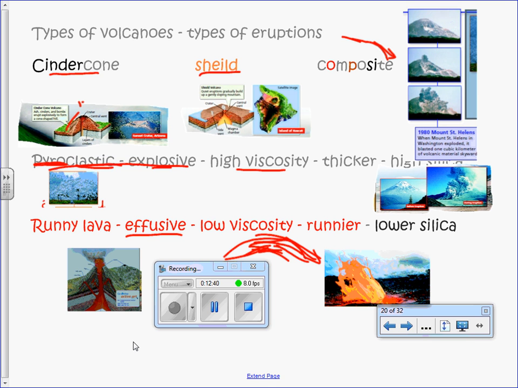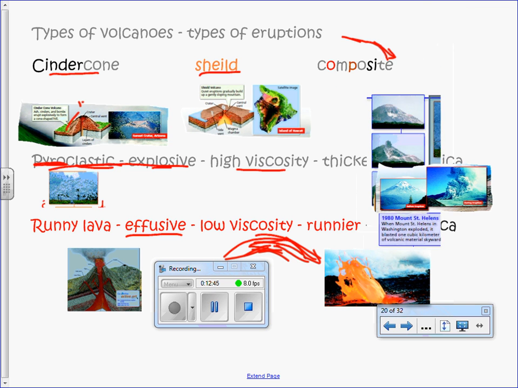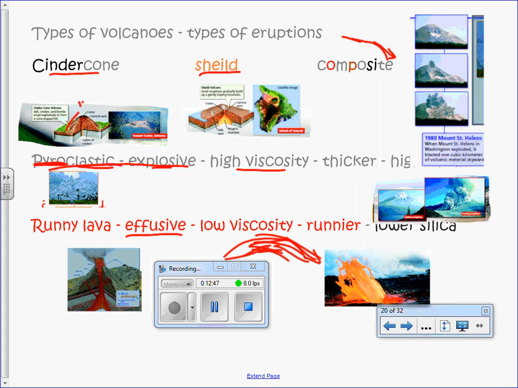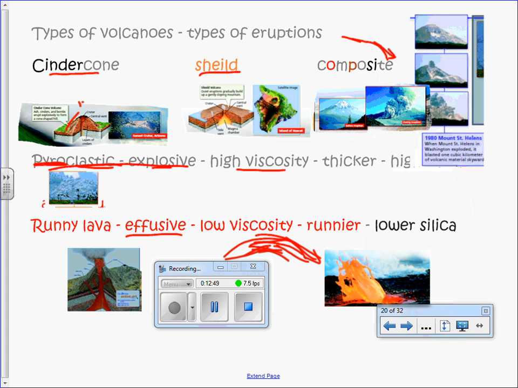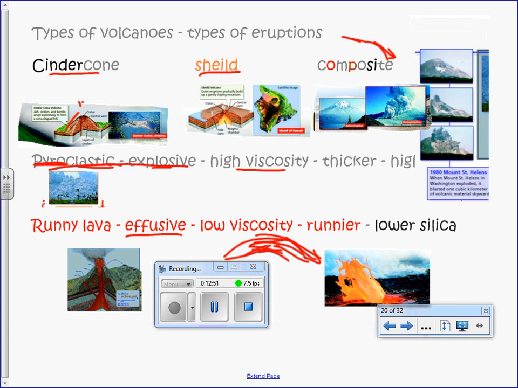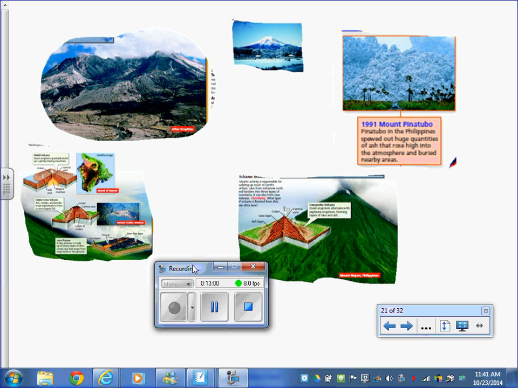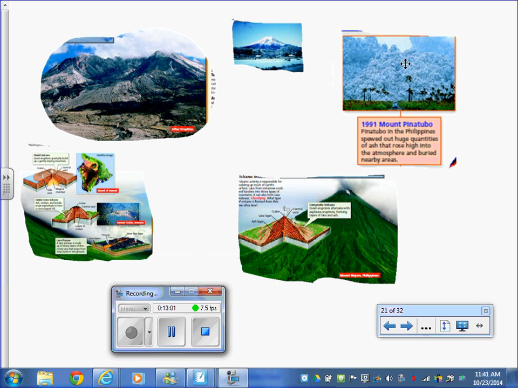And there are some pictures of those in the book. Shield volcano is the runny lava, and then a composite volcano, composite just means made of layers, and so obviously you've got layers. You've got alternating eruptions of lava and of ash. These are just a few more pictures, and these are from the book.